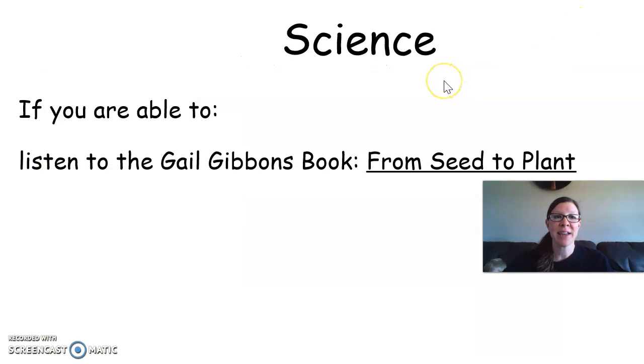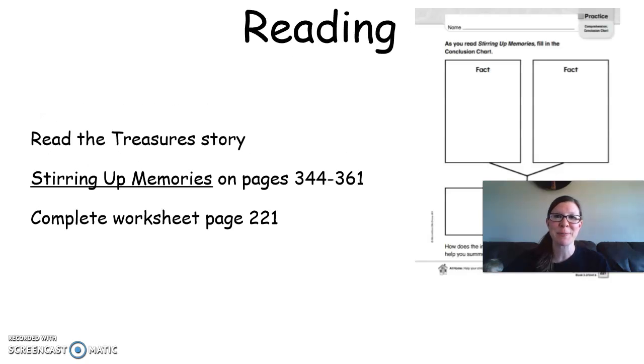For science today, if you're able to, listen to the Gail Gibbons book, From Seed to Plant. There's a link in the learning packet for you to watch. We're going to start talking more about the different parts of a plant. You'll fill in a diagram later this week that shows the different parts of the plant. And so this is a great book full of plant facts for you to learn about.